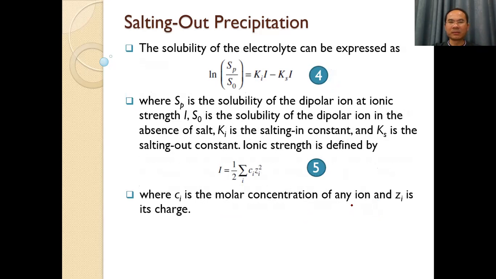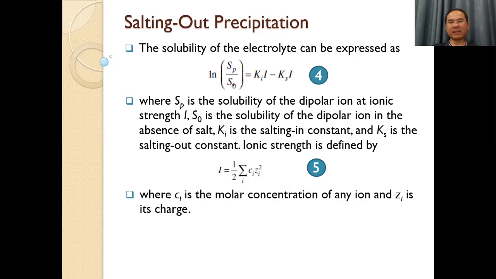The solubility of an electrolyte can also be expressed as I showed you previously: log S divided by S0 equals Ki minus Ks. S is the solubility of the dipolar ion at ionic strength. S0 is the solubility of the dipolar ion in the absence of salt. This means S0 is the solubility of the molecule in the absence of salt, and S is the solubility in the presence of salt. Ki is the salting in constant. Ks is the salting out constant.